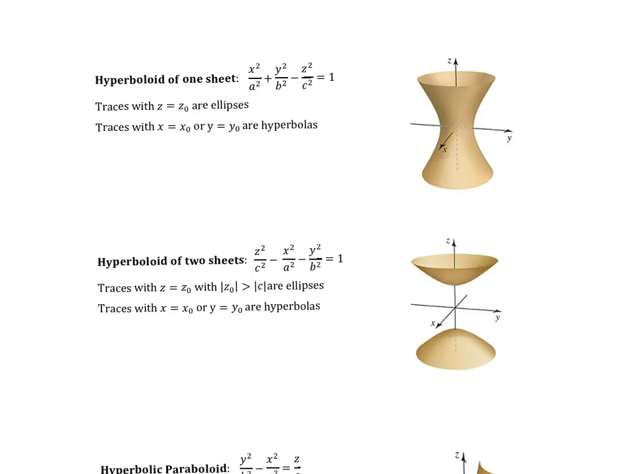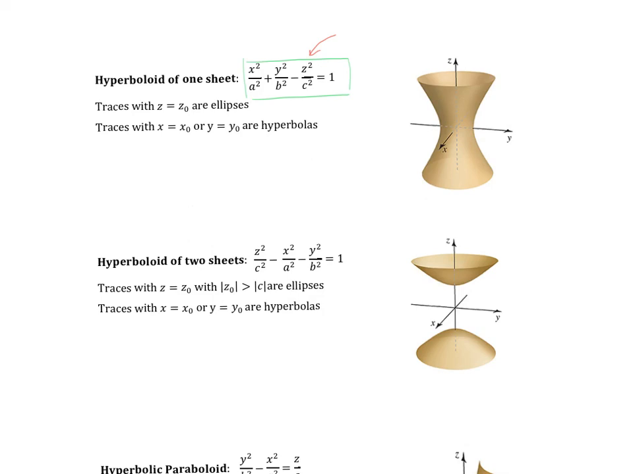The next shape we're going to look at is a hyperboloid of one sheet. The equation here is going to be x squared over a squared plus y squared over b squared minus z squared over c squared is equal to 1. What you're subtracting is where the symmetry is.